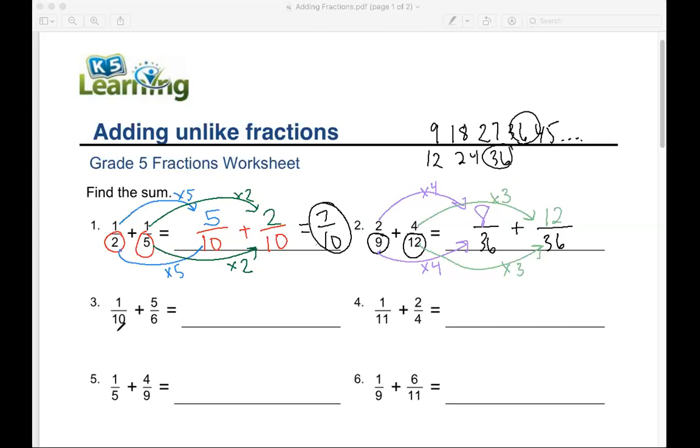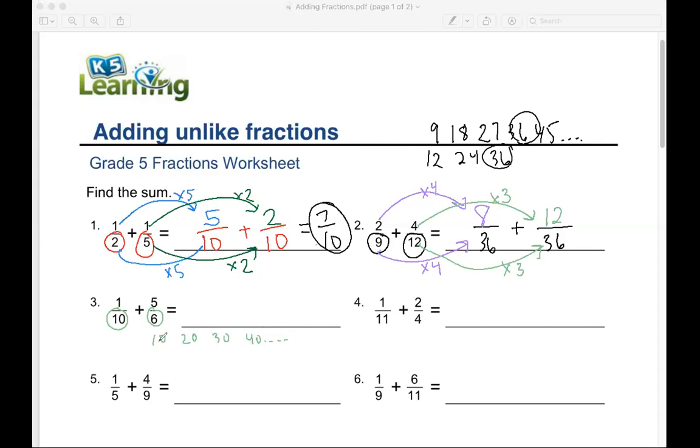All right, look at this next one, number 3, and tell me what their least common multiple is. Tell me what you think. So between 10s and 6s. And we can start writing out the multiples if you want. 10, 20, 30, 40, right? You can start using that technique, right?